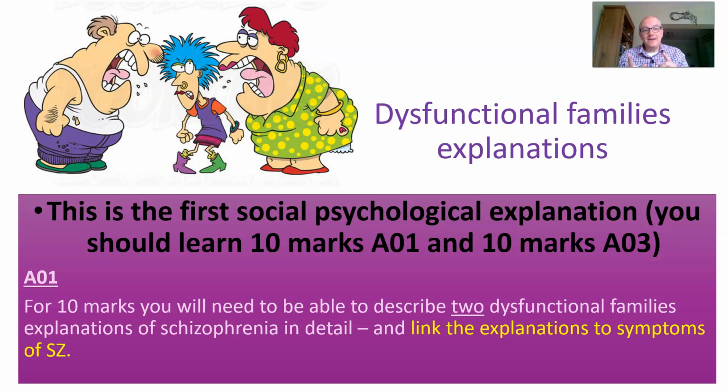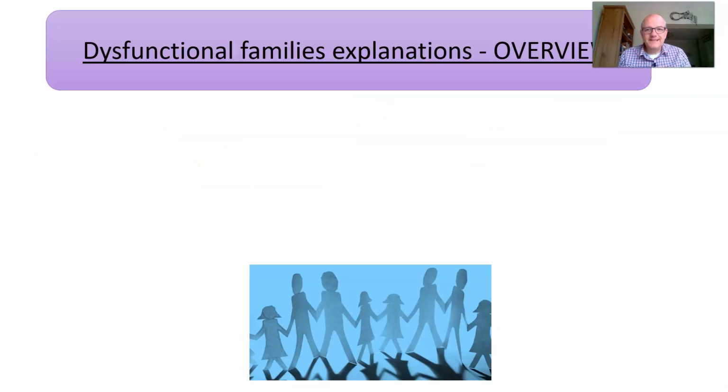But what is really key is this aspect here, linking your explanations to the symptoms of schizophrenia. That is key. Quite often a mistake that students make is that they just describe the theory and ignore schizophrenia altogether. That needs to be in there in order for you to access the marks. Right, so let's give you an overview of dysfunctional families.